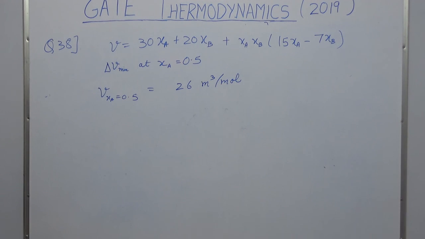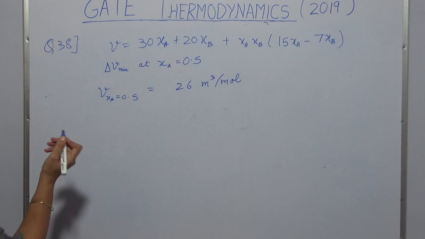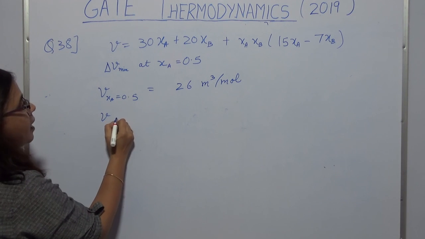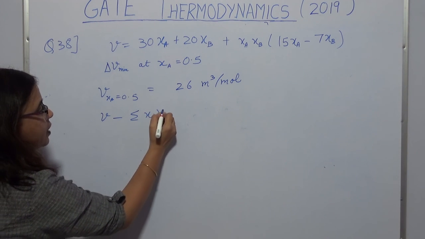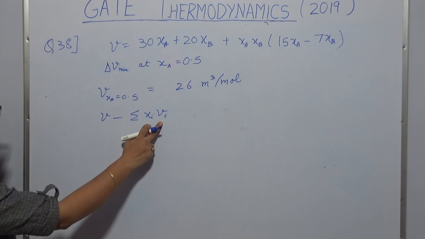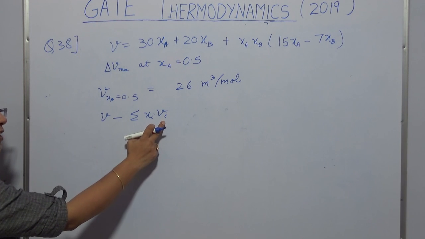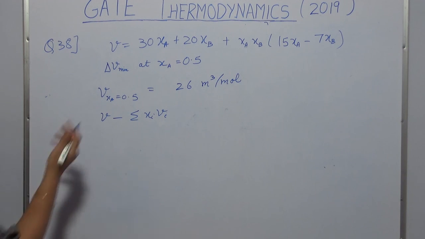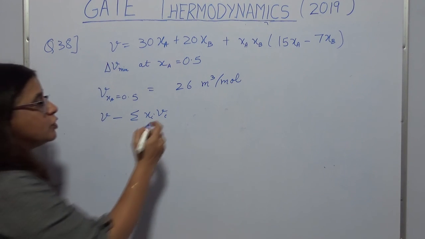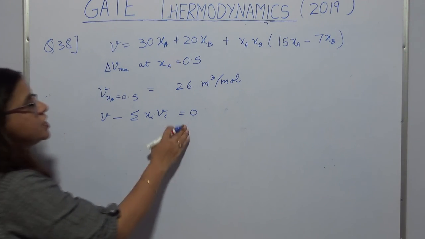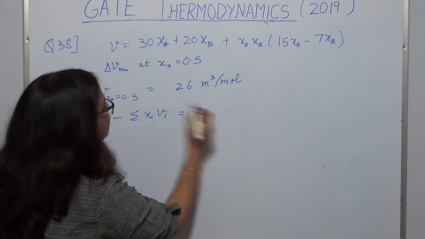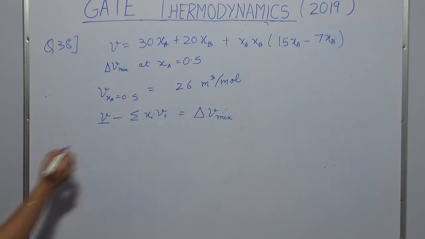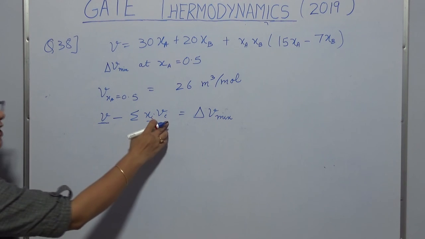Now you all know that for an ideal solution, the change in the property, the change in the volume upon mixing, is given as V minus summation Xi Vi, where Vi is the volume of species i when it is pure. If it formed an ideal solution, then it would have been 0. But now you have a certain change in that property, which we are denoting by delta V mix. So now you have evaluated V at 0.5, you have to evaluate this. But the Vi are not given.